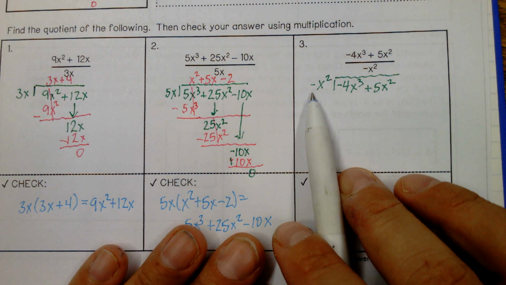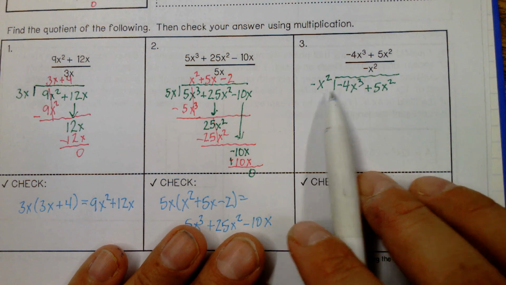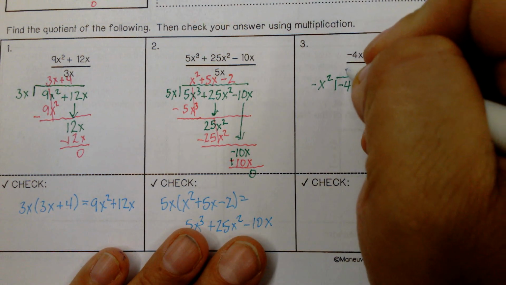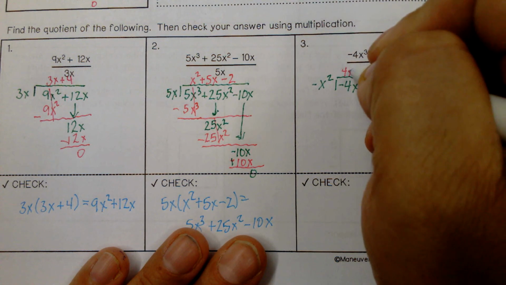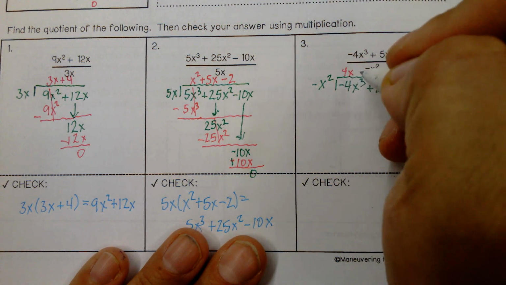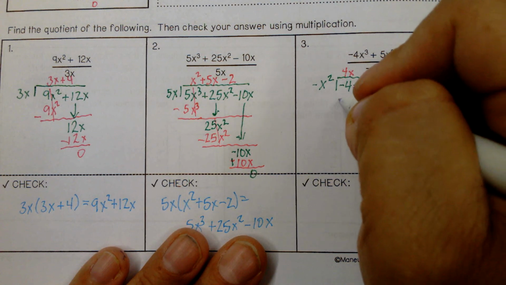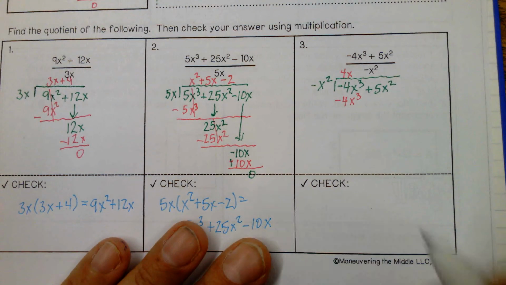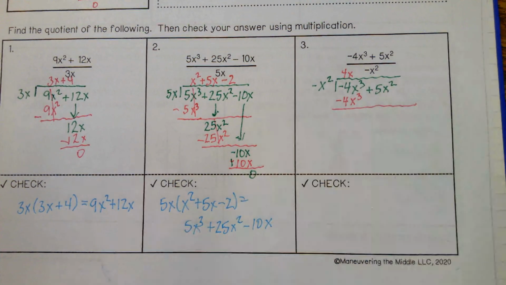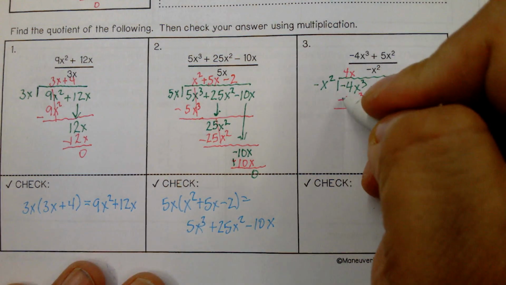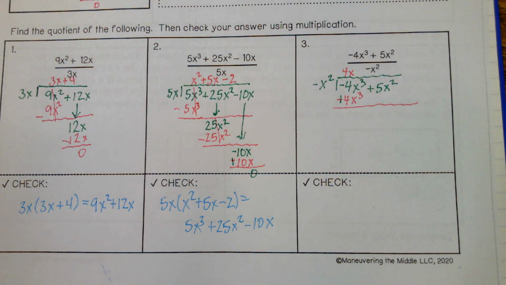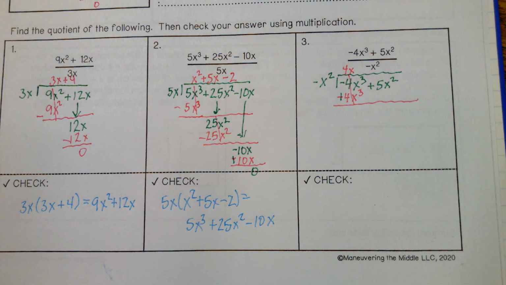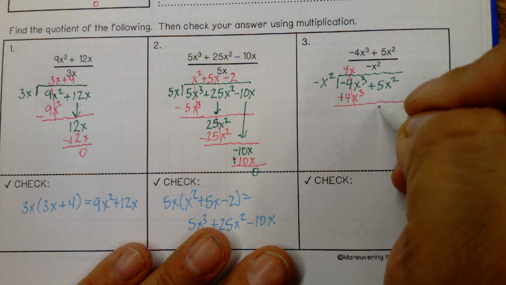I have negative x squared. What do I multiply negative x squared by so I get negative 4x cubed? Let's try it. 4x times negative x squared would be negative 4x cubed. And I'm subtracting these, so I flip the sign. They're opposites. They make a 0, which is actually what I wanted. So now bring down the next one, which is positive 5x squared.